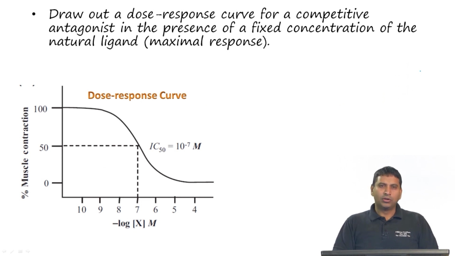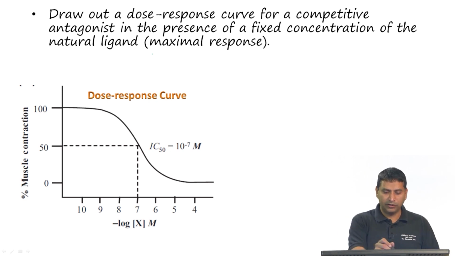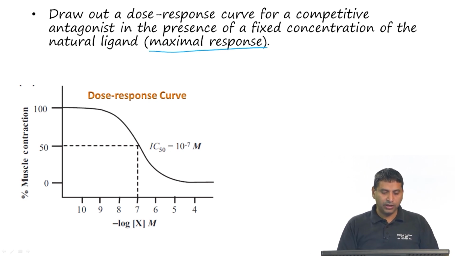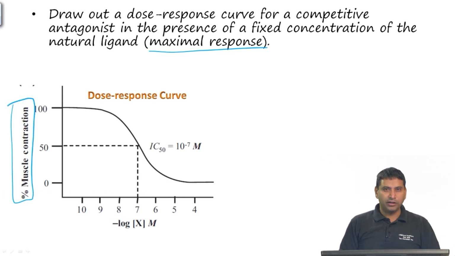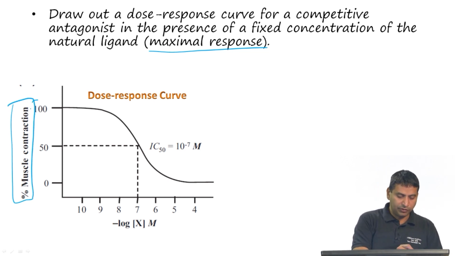Next question is, draw out a dose response curve for a competitive antagonist in the presence of a fixed concentration of the natural ligand, and here the fixed concentration of the natural ligand will elicit maximal response. Okay. So, here is the dose response curve that you would see for a competitive antagonist. You see the percentage muscle contraction at a very high ligand concentration, you will see 100%.